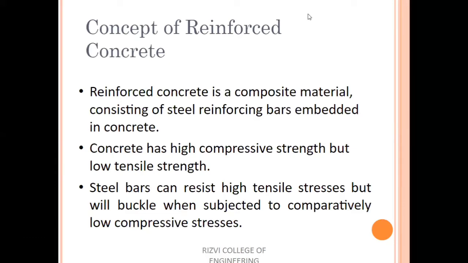Thank you. Okay, so we know that concrete has high compressive strength, but it has very low tensile strength. So that is the reason there is a necessity of adding steel to concrete to make it a versatile material for building construction. Steel bars can resist high tensile stresses, but will buckle when subjected to comparatively low compressive stress. So we know the advantages of both the materials. Steel is very good in tension and concrete is very good in compression. So that is the reason we have combined both the materials for the concept of reinforced concrete. So moving on to the next slide.